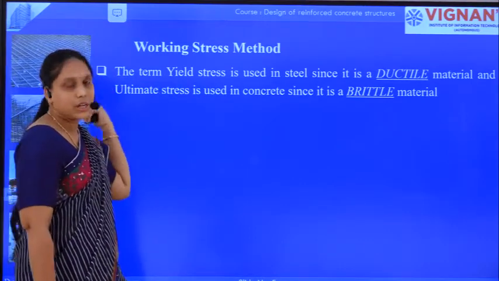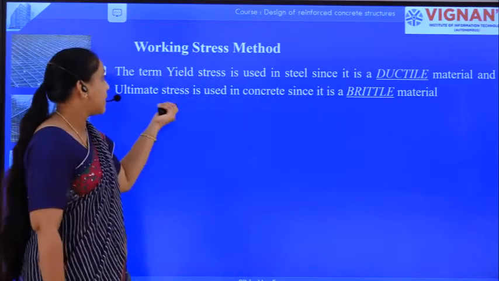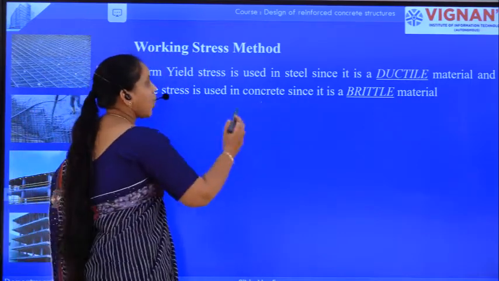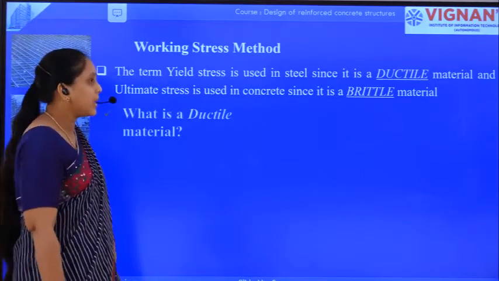Yield stress is used for steel because steel is a ductile material, and the ultimate stress is used for concrete because concrete is a brittle material. So what is a ductile material and a brittle material?